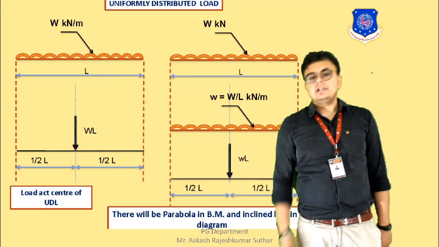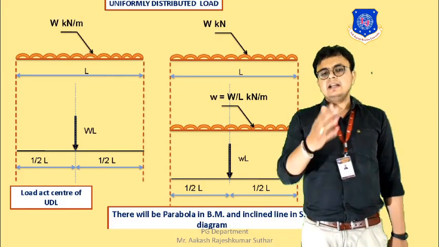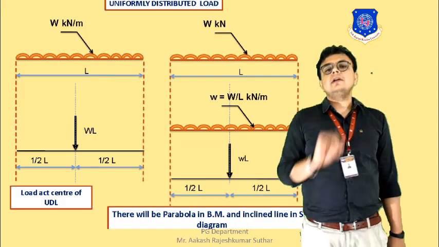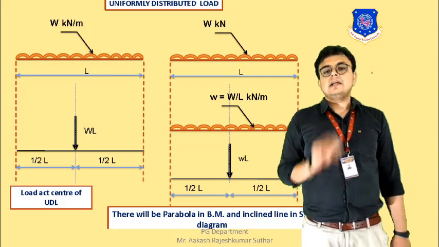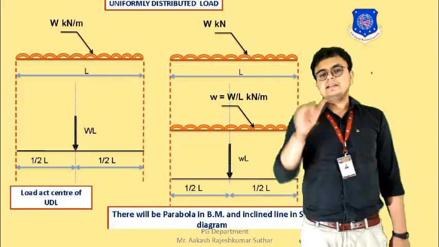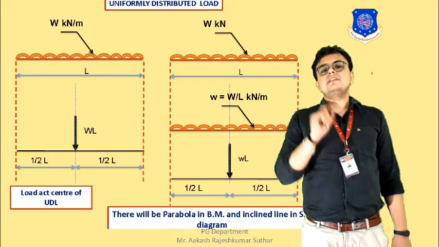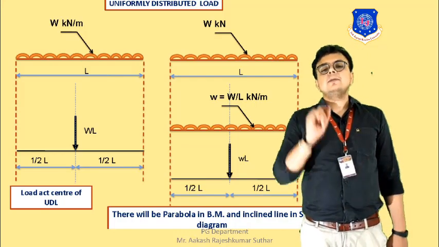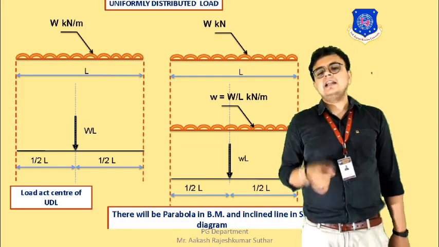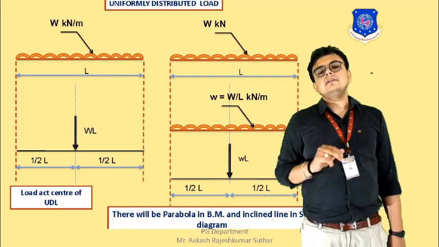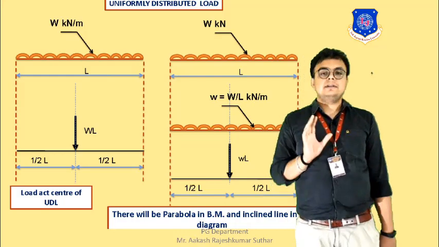Now you can see over here that we have the UDL, which is having the intensity of W kilonewton per meter. If we want to convert it, we have to multiply it by the length L. By multiplying W with L, we will be getting the concentrated point load, which will be acting at the center only, at half the length of L. Load will be acting at the center in UDL only.